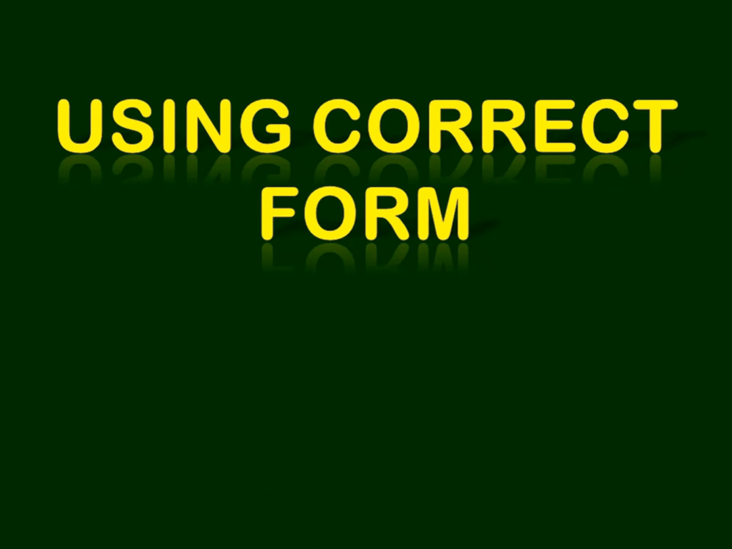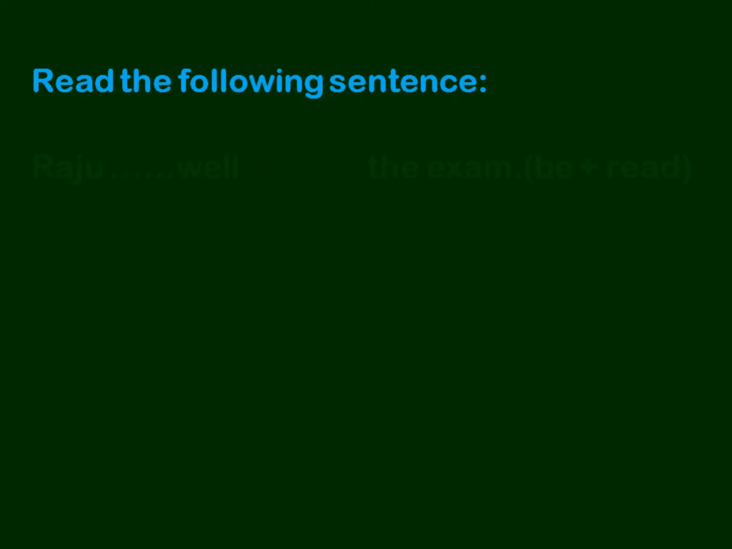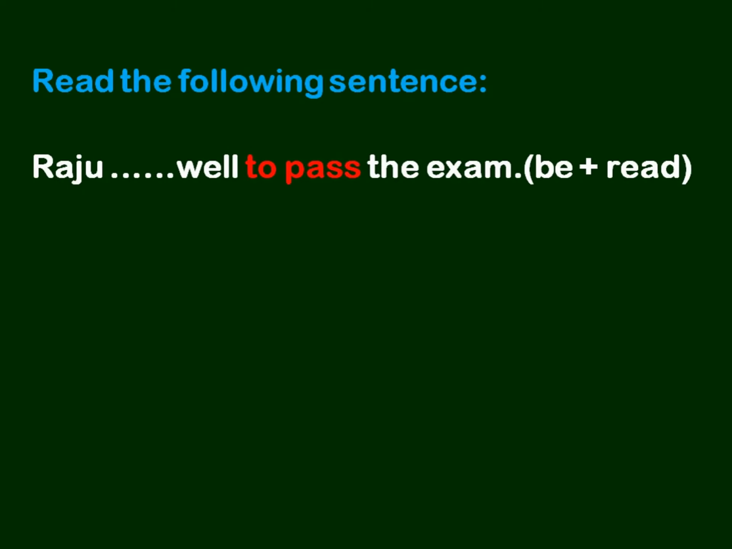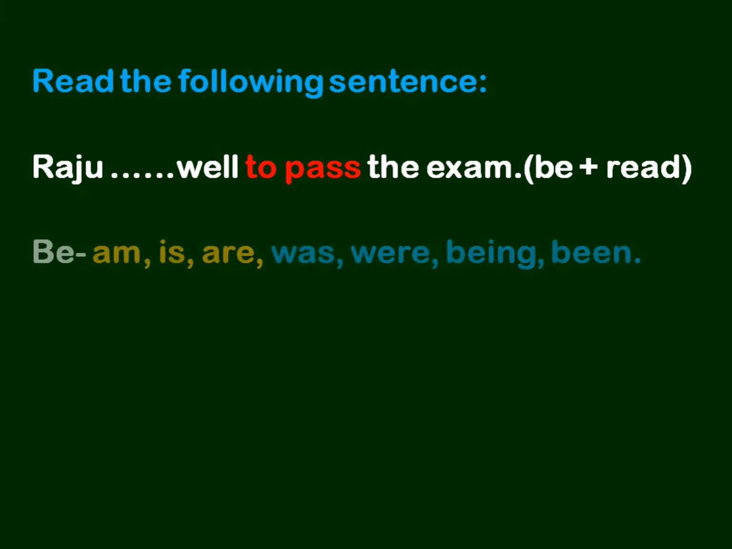Today, we will learn using correct form of verbs. Very easy topic. Let us read the sentence. Raju dash well to pass the exam. So, we need to use be plus read here. Let us understand what are the be forms.